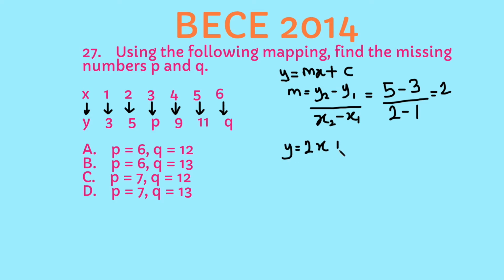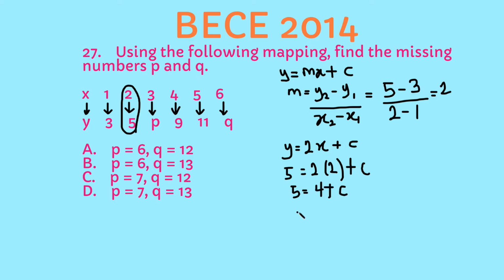Now we have y equals 2x plus c. We have to find c. We take 2 is to 5. 5 will replace y, and 2 will replace x, giving us 5 equals 4 plus c. c is 1. Hence, the equation to our line is y equals 2x plus 1. With this equation now, we can find P and Q.